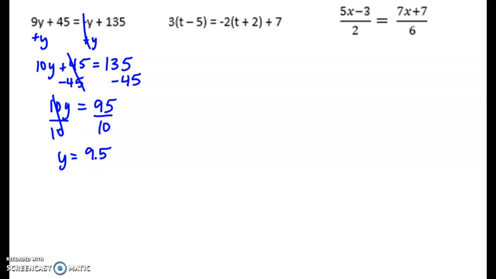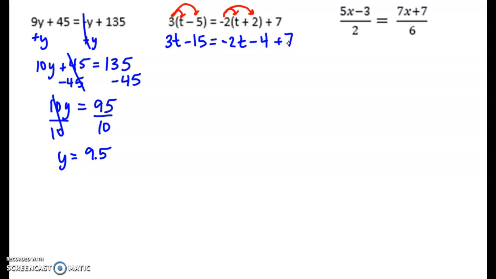In the second question, there is some multiplication to be done first. So we need to distribute the 3. The 3 is being multiplied by each part of that t minus 5 binomial. And likewise on the right side, negative 2 times t, and negative 2 times positive 2. So when we do that multiplication, we'll have 3t minus 15 equals negative 2t minus 4 plus 7.